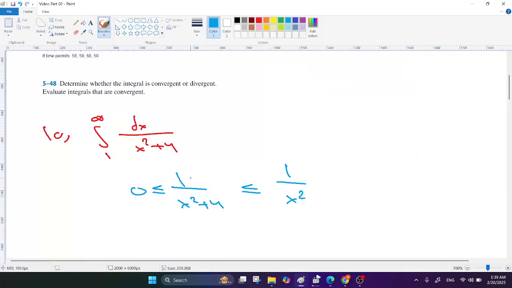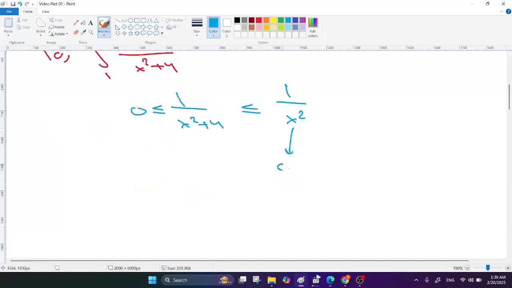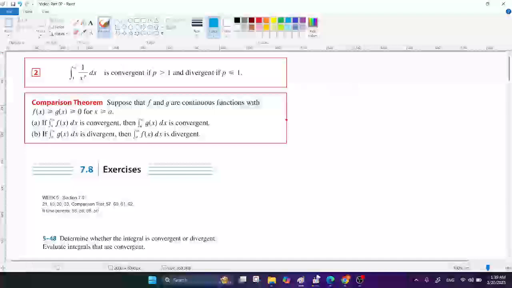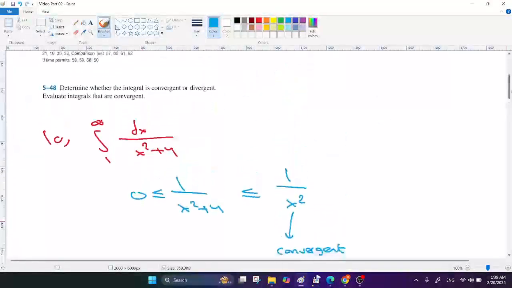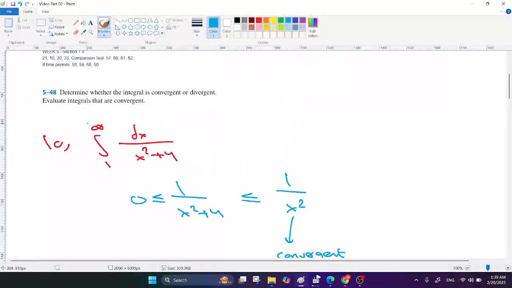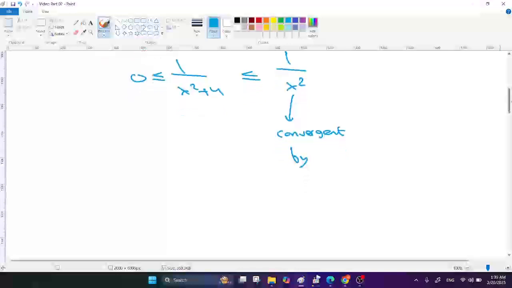So we have 1 over x squared plus 4 greater than 0 and less than or equal to 1 over x squared. Now this one is convergent by the convergence theorem. So now we have proved that it is convergent. But we should solve it, because the exercise says evaluate integrals that are convergent.